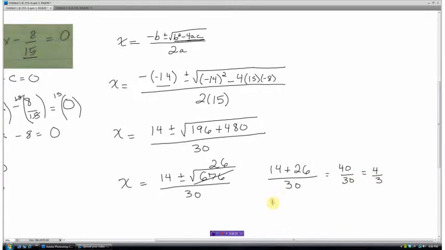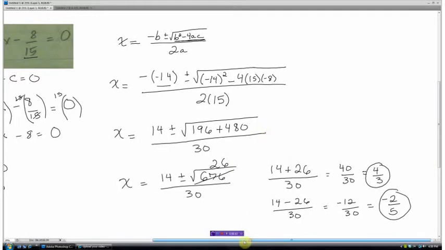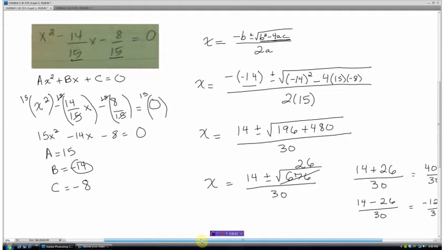And of course the subtraction, 14 minus 26 over 30, again negative 12 over 30, which reduces by 6 to negative 2/5. And once again, you've got your two answers. Basically, as you can tell, you get the same amount of large numbers. However, you're not really concerning yourself with fractions. So that's pretty much it.